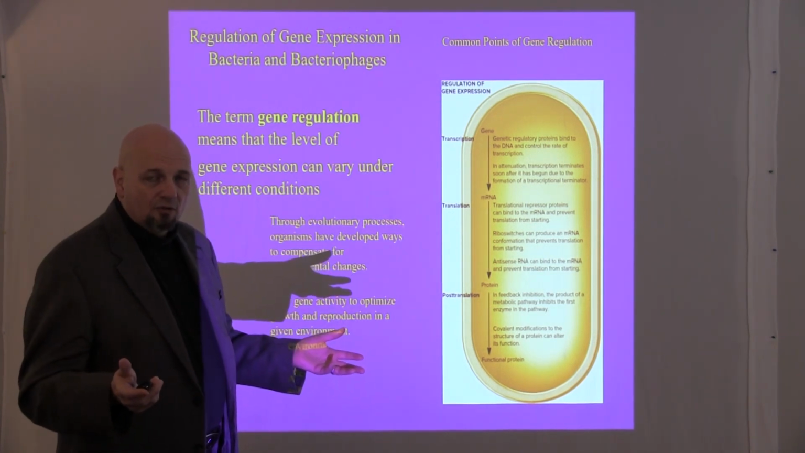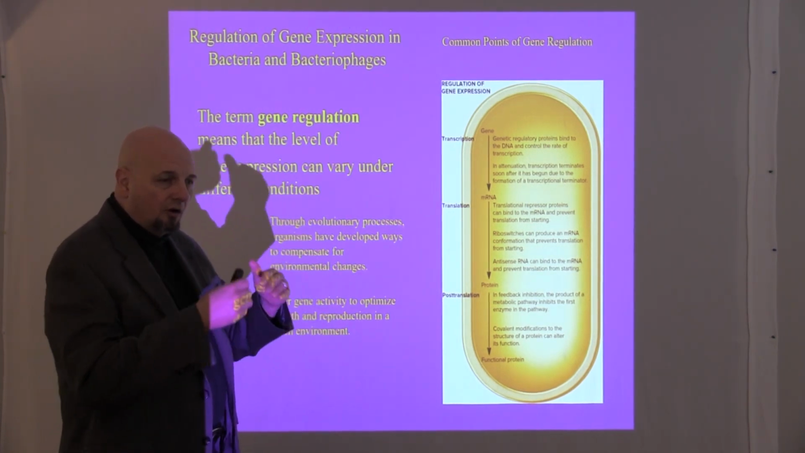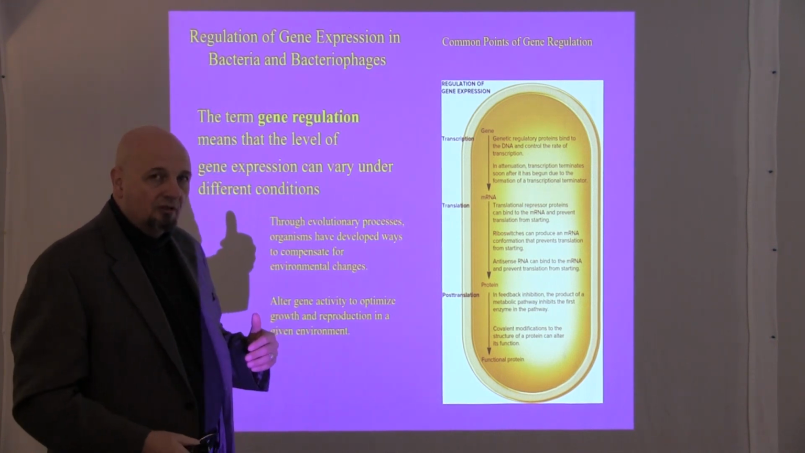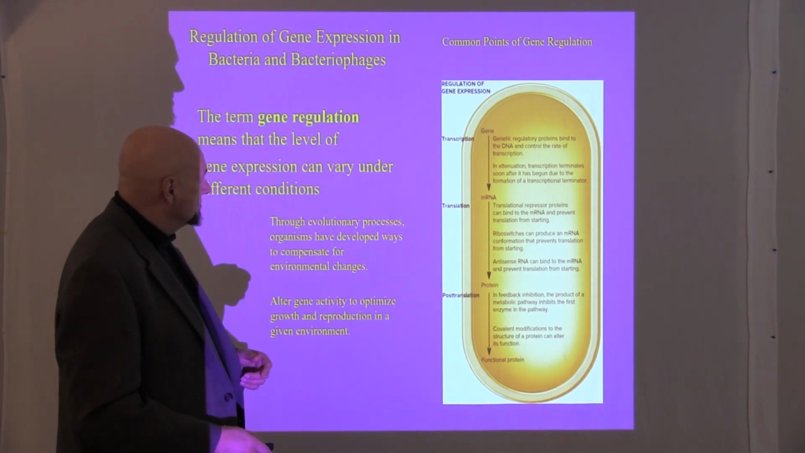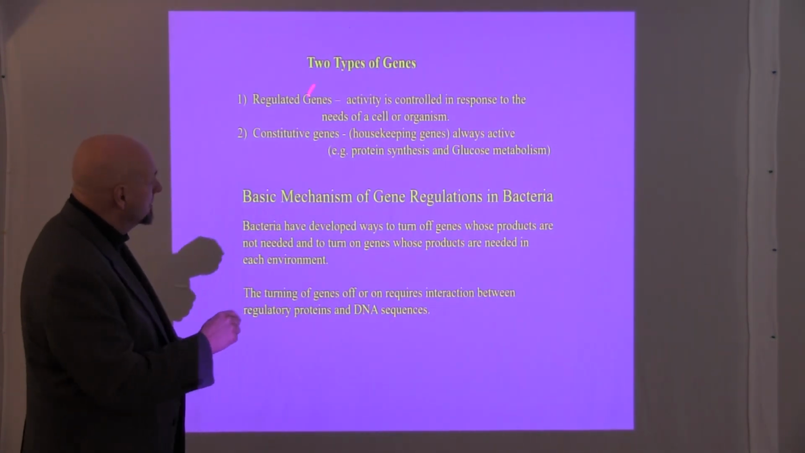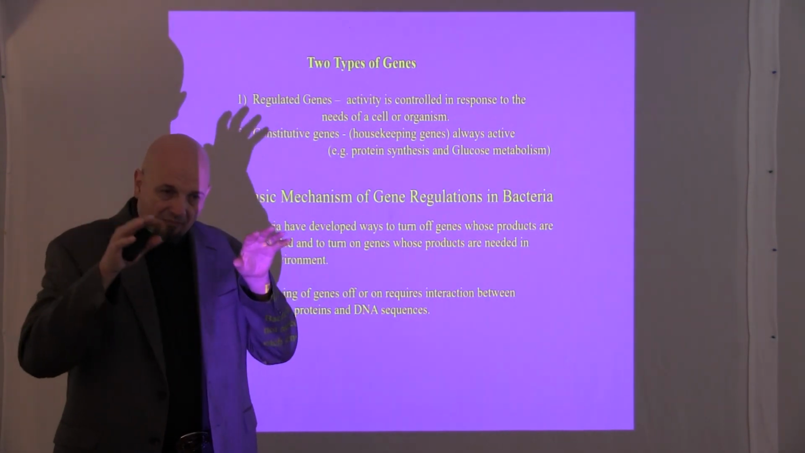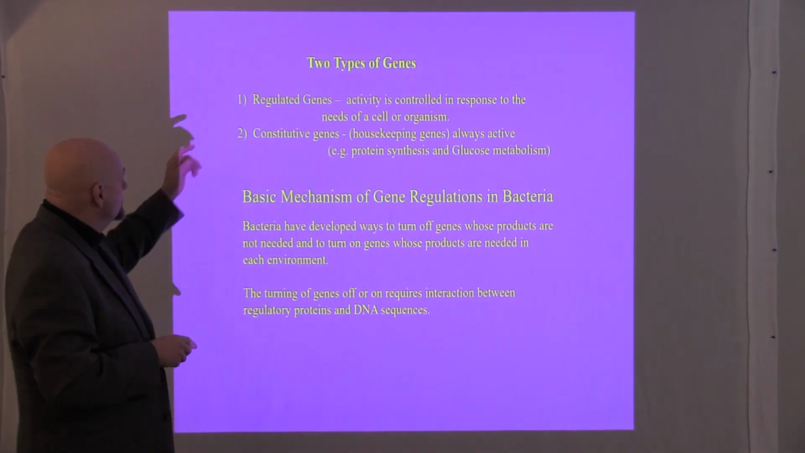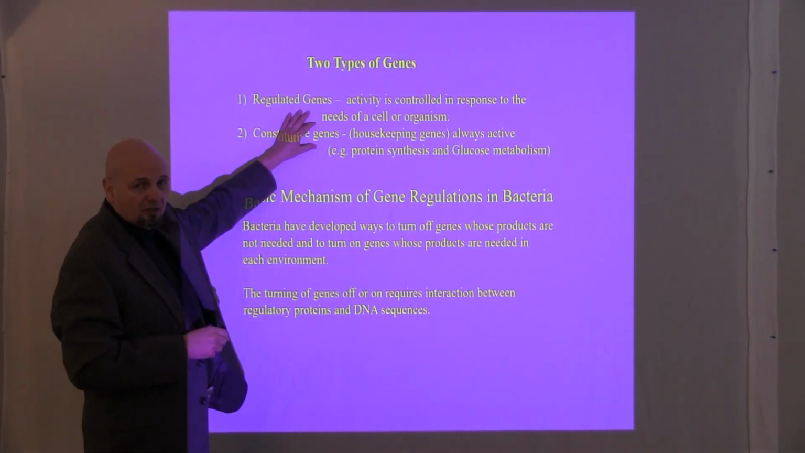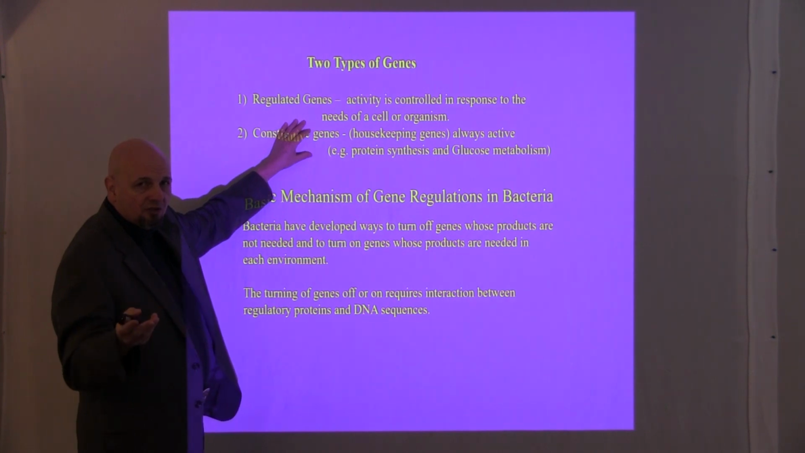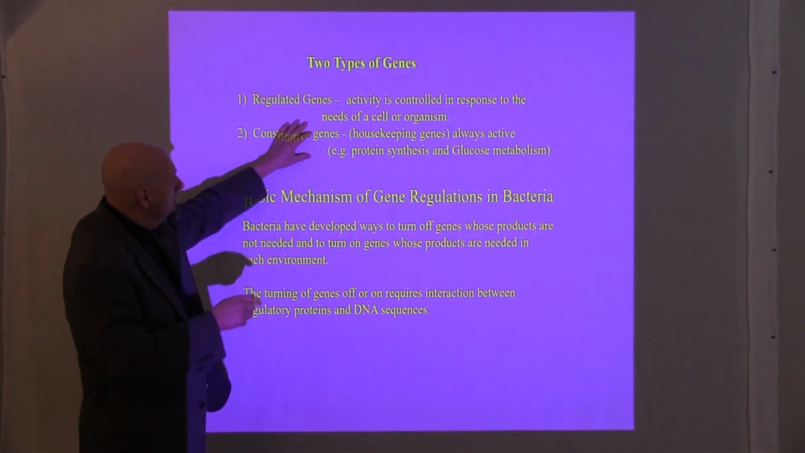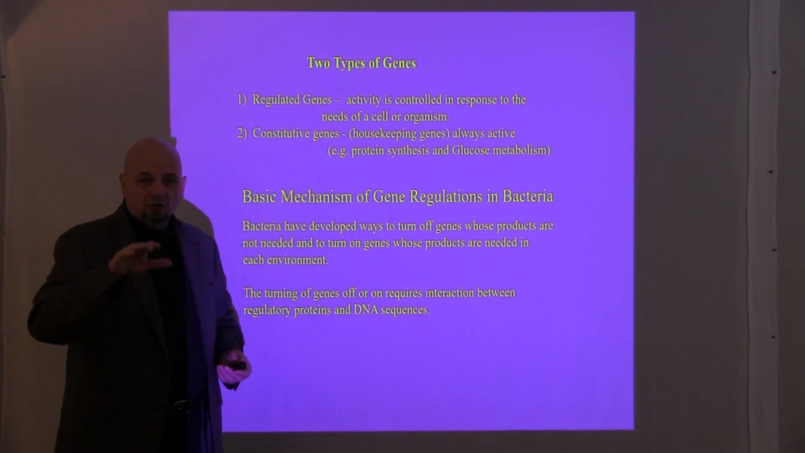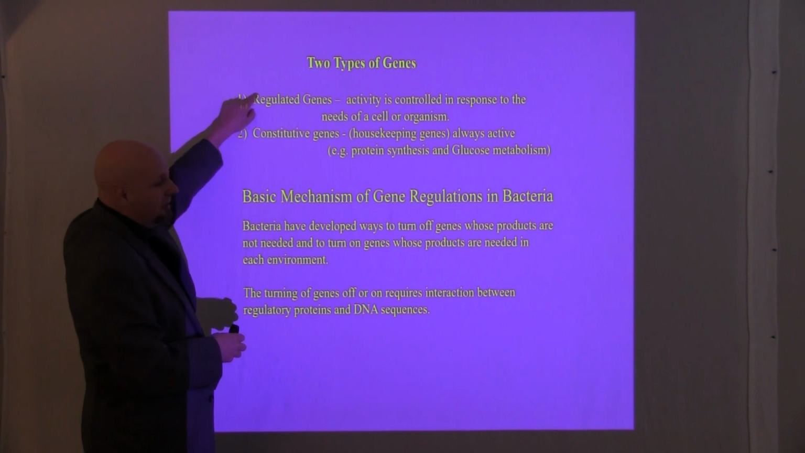Remember, bacteria don't have a nucleus. Because eukaryotes have a nucleus, there are additional levels of gene regulation that fall on top of that particular system. All right, so taking it back down to the bacteria, there are two types of genes. One is called a regulated gene. Now, based upon the name and the definition I gave you for regulation of gene expression, the activity is controlled in response to the needs of a cell or organism. So those are the ones that we're going to be focused on right here.